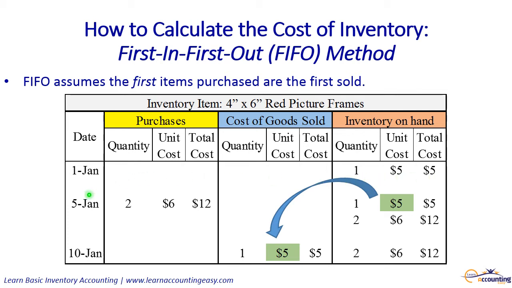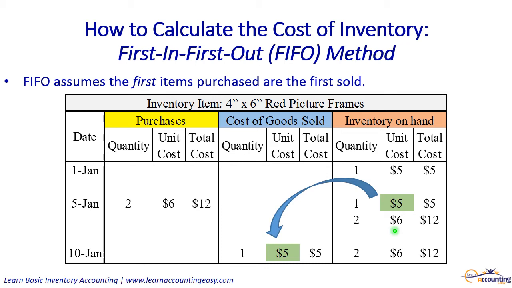Now, on the 5th of January, we actually purchased 2 more frames. These are $6 a piece for a total of $12. And so, as we discussed earlier, with a perpetual inventory system, we're going to keep a running total of our inventory on hand, and that is over here, these 2 lines. These are also called inventory layers. So the first layer was that 1 frame at $5, but then we have now this new layer, 2 frames at $6 each.